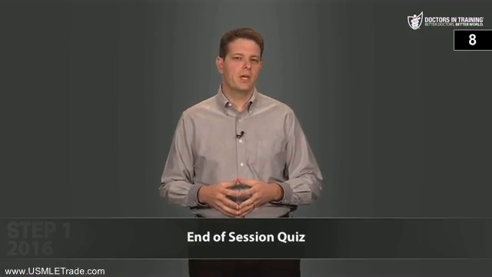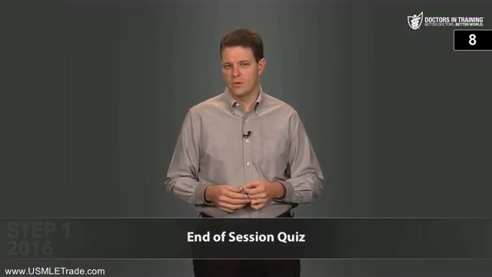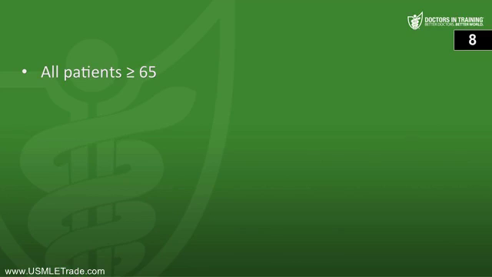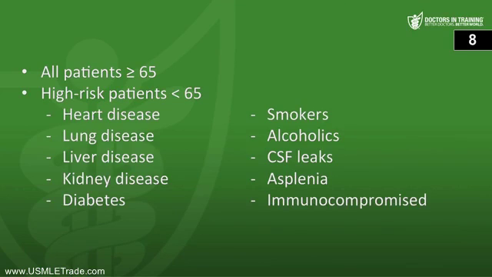Next, which adult patient population should receive the pneumococcal vaccine, PPSV23? So all patients over 65 should receive the vaccine, plus patients younger than 65 should be vaccinated if they're members of certain high-risk groups, such as patients with chronic heart, lung, liver, or kidney disease, patients with diabetes, smokers, alcoholics, patients with CSF leaks, patients with asplenia, including sickle cell patients, and then immunocompromised patients, including those with HIV or congenital immunodeficiency states, or even leukemia or lymphoma. Again, don't memorize this list, but be familiar with the general idea. Everybody over 65 plus chronically ill people under 65.